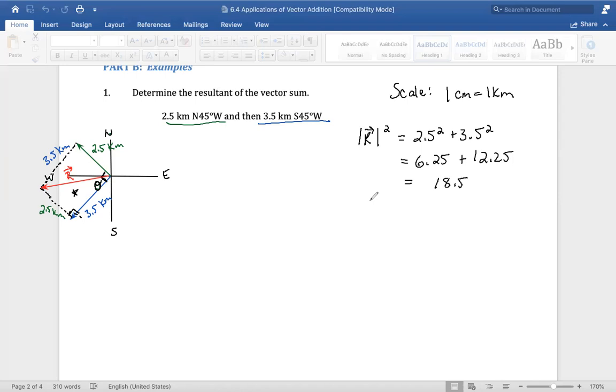So again, to get the resultant vector and get rid of the squared, I take the square root, which is going to be equal to about 4.3, and this is in kilometers. Okay, for the magnitude, 4.3 kilometers is the length, let's say, of the resultant vector. So I've got the magnitude part, but now I need to find out the bearing part, the angle part, the direction, in order for it to be a resultant vector, right?